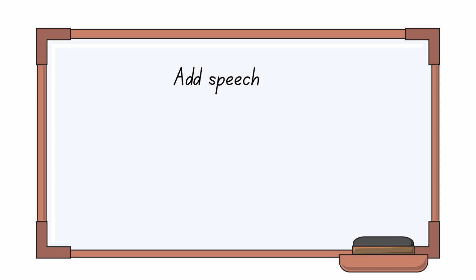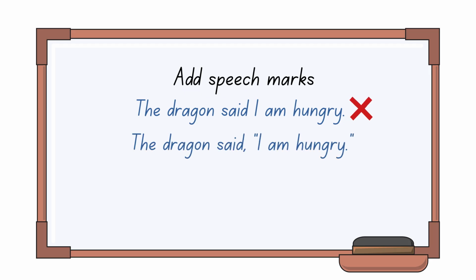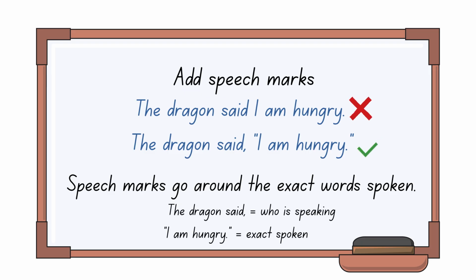To write direct speech correctly, we must put the exact words spoken inside speech marks. We also add a comma after the reporting clause. Now the sentence becomes, the dragon said, comma, open speech marks, "I am hungry," full stop, close speech marks.